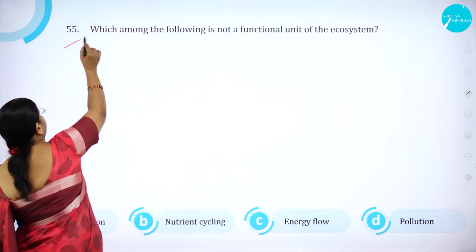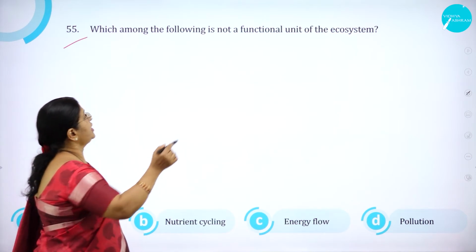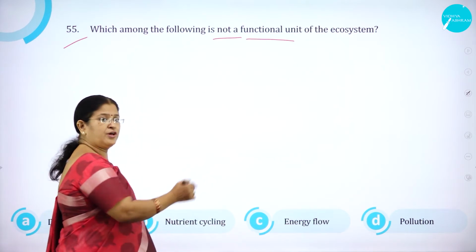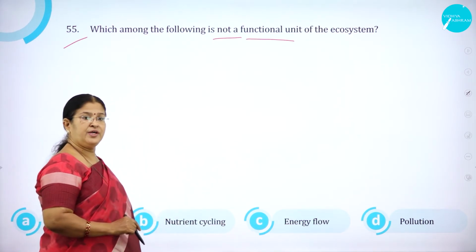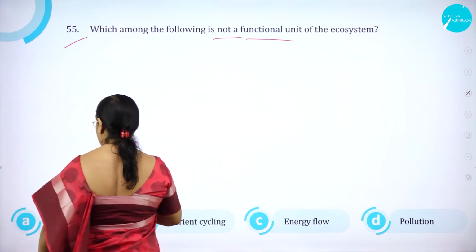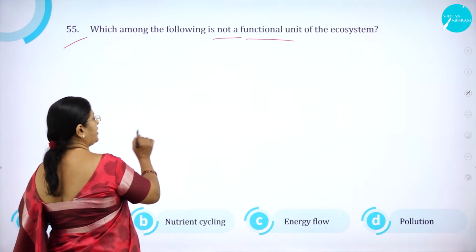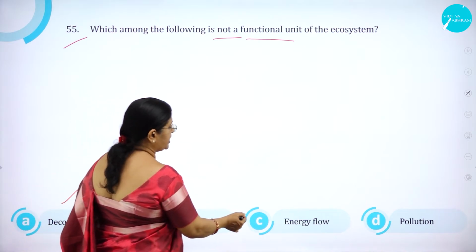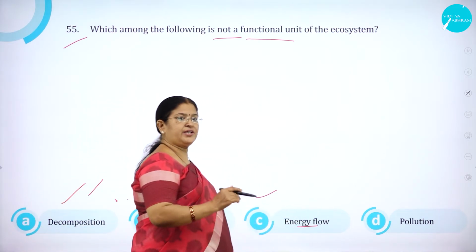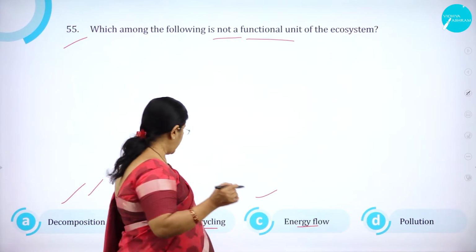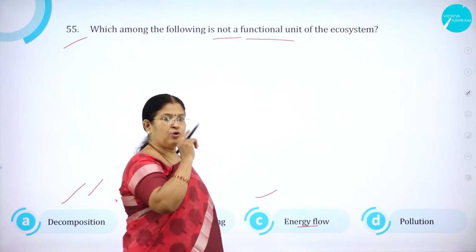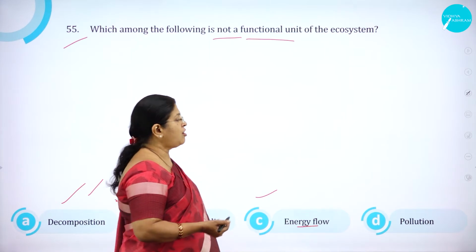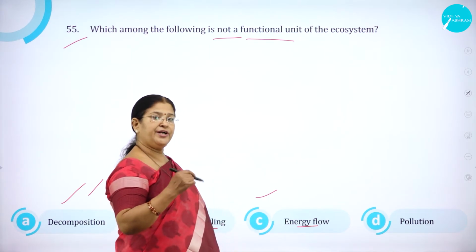Question number 55. Which among the following is not a functional unit of the ecosystem? So among the four, which is not a functional unit of the ecosystem? First one, decomposition is a unit of ecosystem, correct. Nutrient cycling, correct. C, energy flow is correct. As you know, the energy flows from one trophic level to another trophic level. There is nutrient cycling, what we otherwise call the biogeochemical cycle. Carbon cycle, nitrogen cycle, phosphorus cycle, all these biogeochemical cycling is a unit of ecosystem.